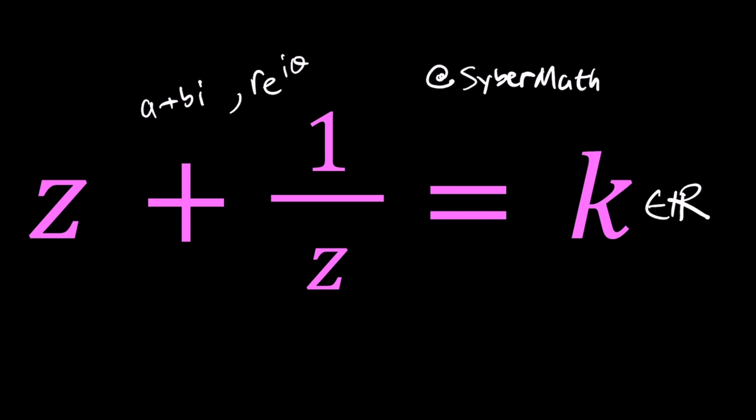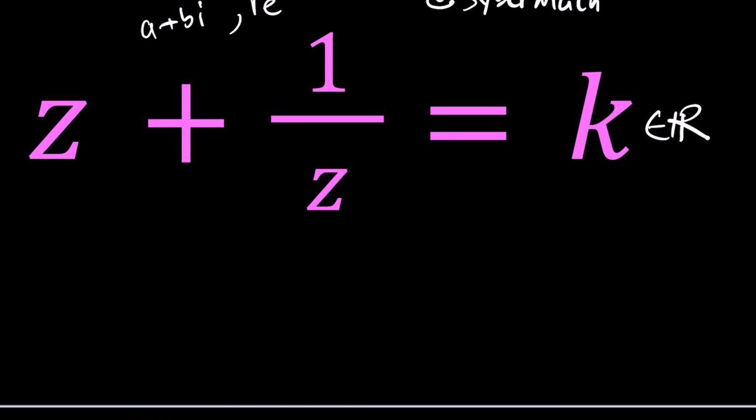So that this works, on the left-hand side we have the sum of two complex numbers. How can K be real? That's a good question, right? So let's go ahead and see. And I'd like to provide two methods. Let's start with the first one.